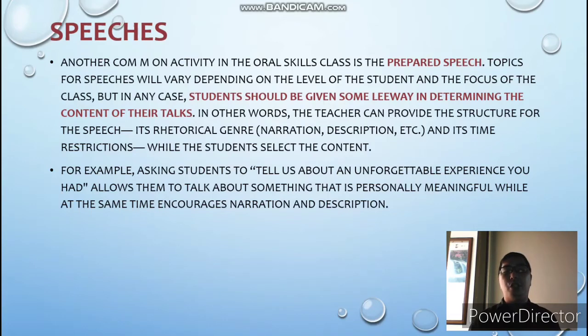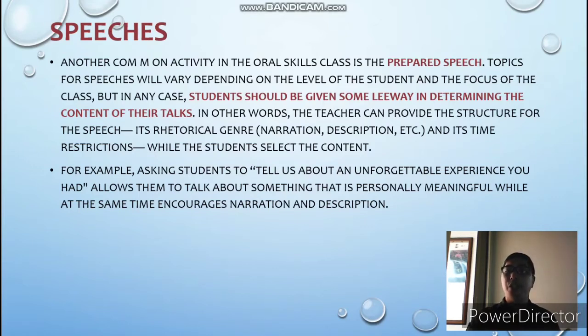So definitely, as a teacher, you should make sure that the level, the kind of task, and the kind of speech that you provide your students are appropriate to their age, their level, and the focus of the class. But in any case, students should be given some leeway in determining the content of their talk. At times, you could also allow students to choose the materials which they want to present in class, or how they are going to present the speech in class.